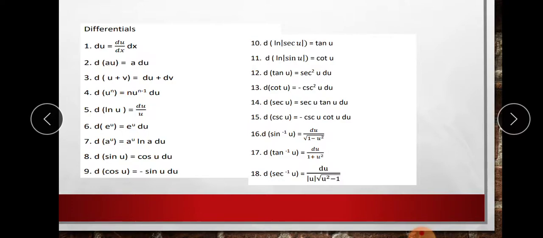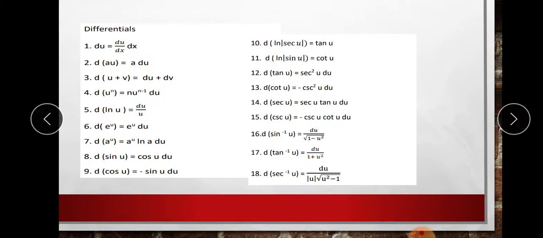Number 16, d sine raised to -1 u equals du over square root of 1 minus u squared. Number 17, d tangent raised to -1 u equals du over 1 plus u squared. Number 18, d secant raised to -1 u equals du over the absolute of u times square root of u squared minus 1.